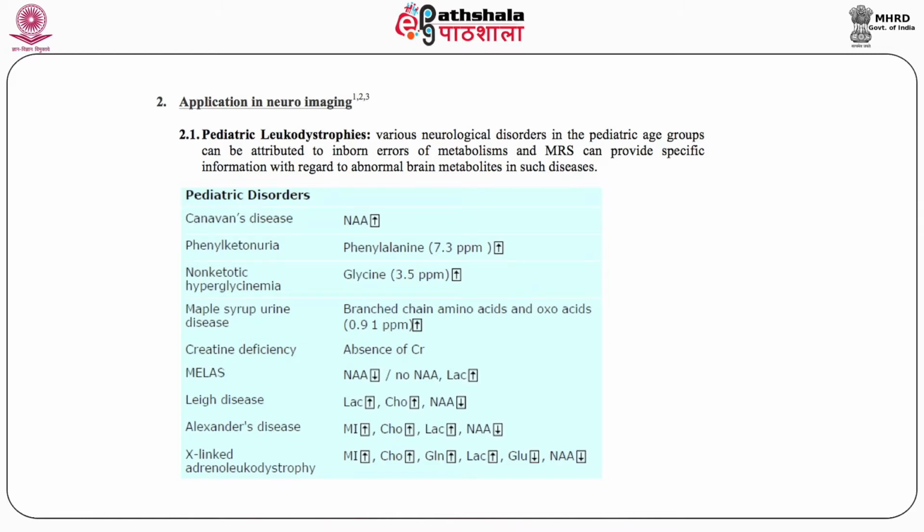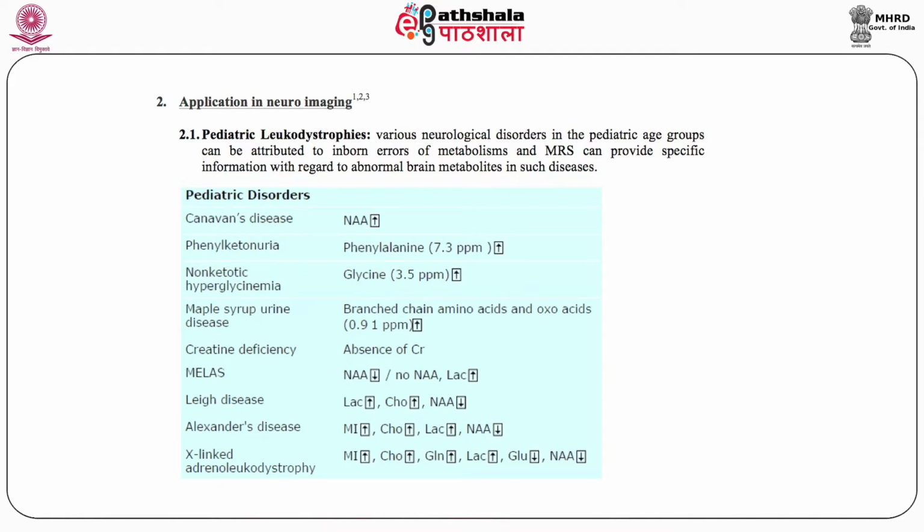Applications in neuroimaging. Let us start with pediatric leukodystrophies. Various neurological disorders in pediatric age groups can be attributed to inborn errors of metabolism, and MRS can provide specific information with regard to abnormal brain metabolites in such diseases. The following chart describes various pediatric leukodystrophies and the metabolites that are seen which are abnormal.